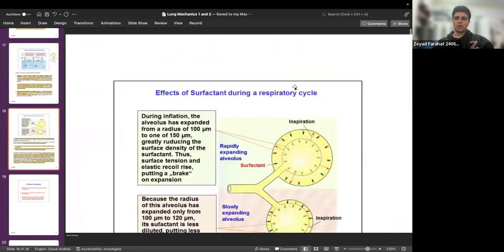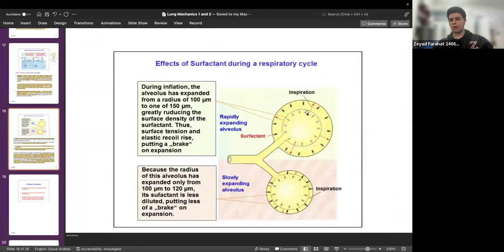The surfactants are not constant. If you have two alveoli, one smaller and one larger, they both have the same amount of surfactant, but density is what actually matters in the function of surfactants. In the smaller alveolus there is less volume and less surface, so it's density per surface. They have the same amount. This one is smaller, it has higher density. This one is larger, it has lower density. So the effects of the surfactant are less at lower density than at higher density.